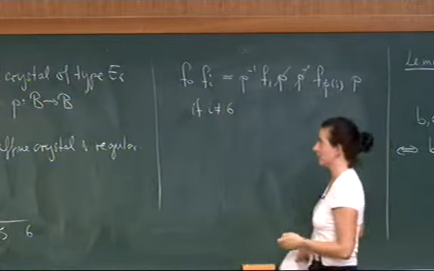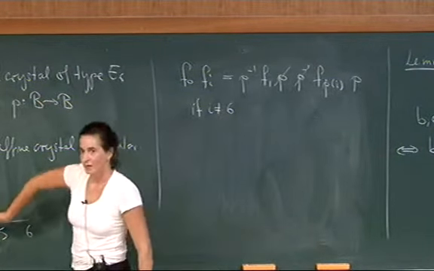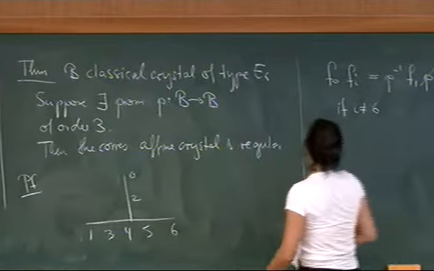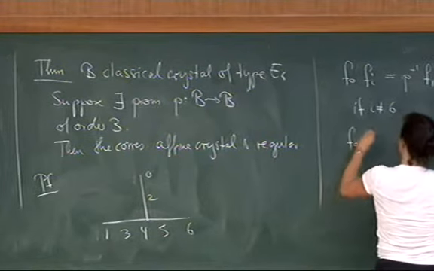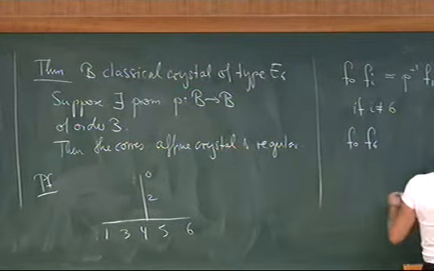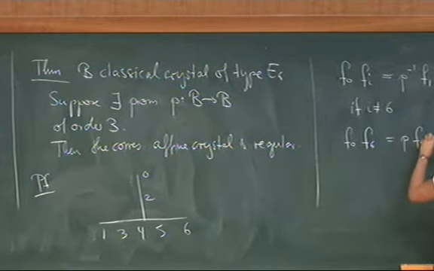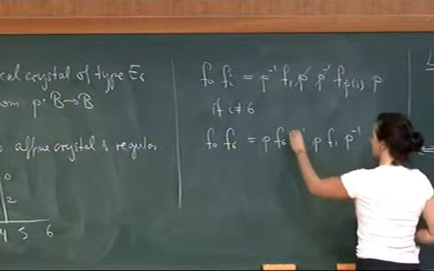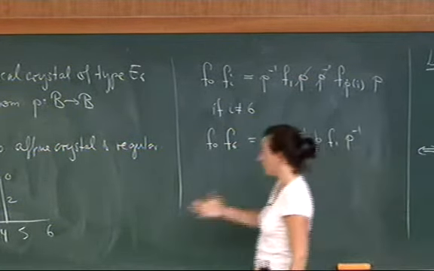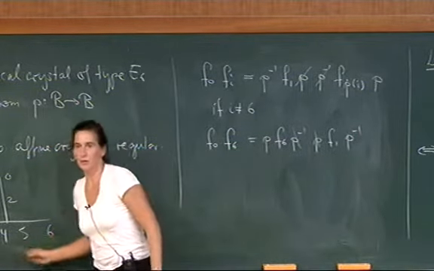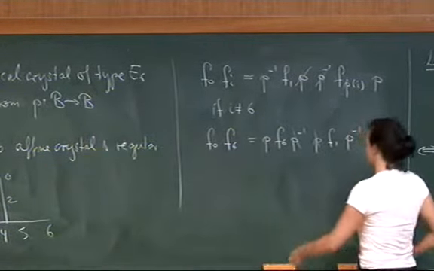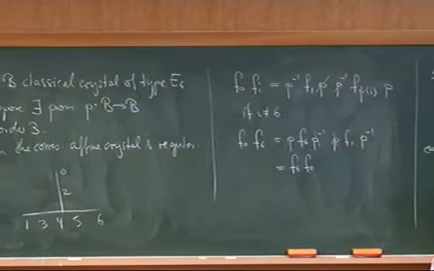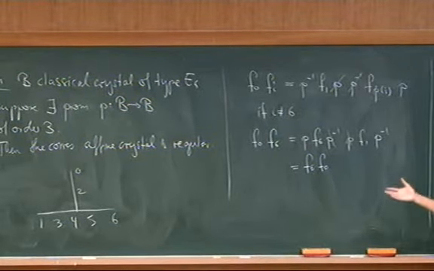But if i is equal to 6, what we can do is take the P in the other direction, since we have something of order 3. So for 6, we are just going to use that this is equal to P F6 P inverse, P F1 P inverse, and then again these things cancel out, and we know F1 and F6 commute, and therefore this is also equal to F6 F0. Okay, but what we really used here is that our P is of order 3.